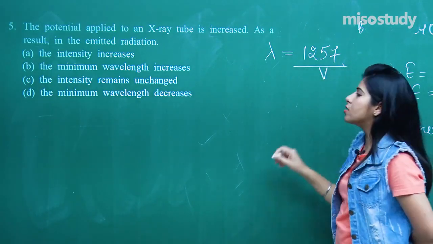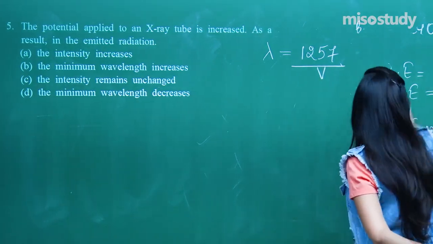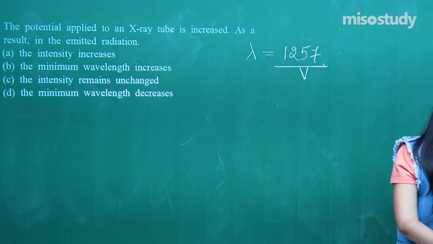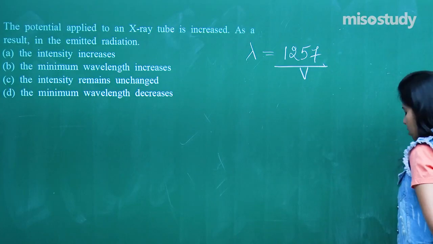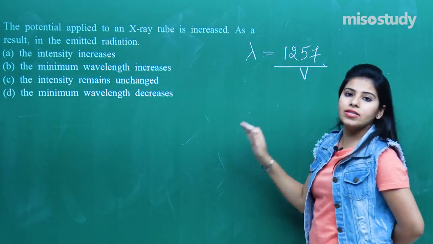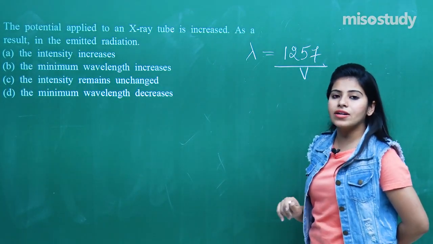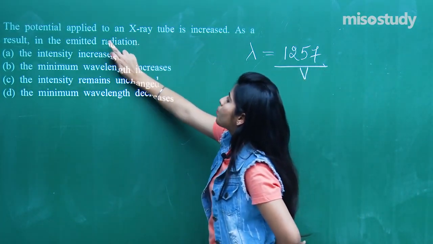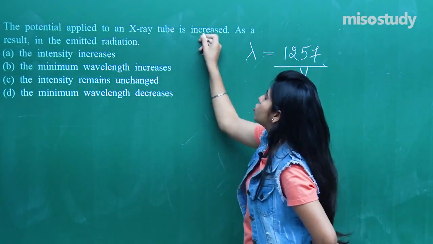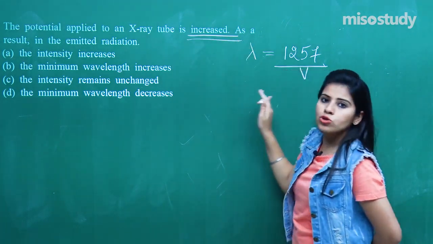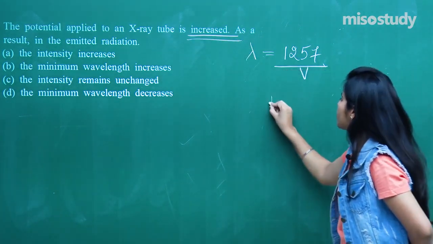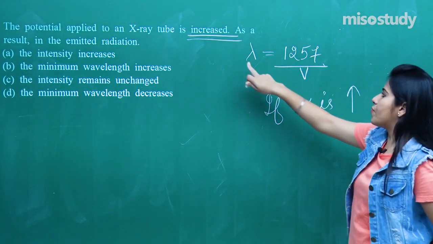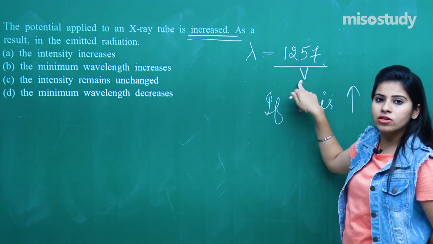We are having this relation for X-ray. If you have learnt about X-ray, you would know that the wavelength and the voltage have a relation like this. Now, the potential applied to an X-ray tube is increased. So you can see from the relation, if V is increased, there is definitely an inverse relation.